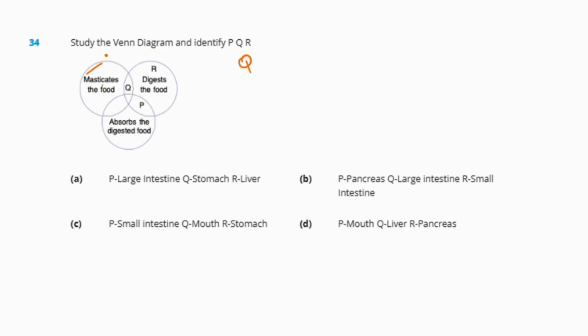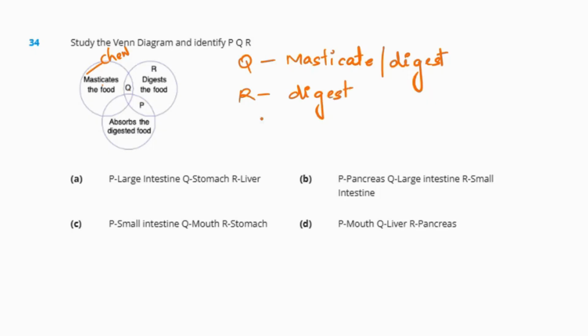Masticating means what? Chewing and breaking down into smaller parts. So Q masticates and also digests the food. Yes. And R is what? R is only digesting the food. They only digest the food. And what about P? Yes, P does not masticate the food but digests and also absorbs it.